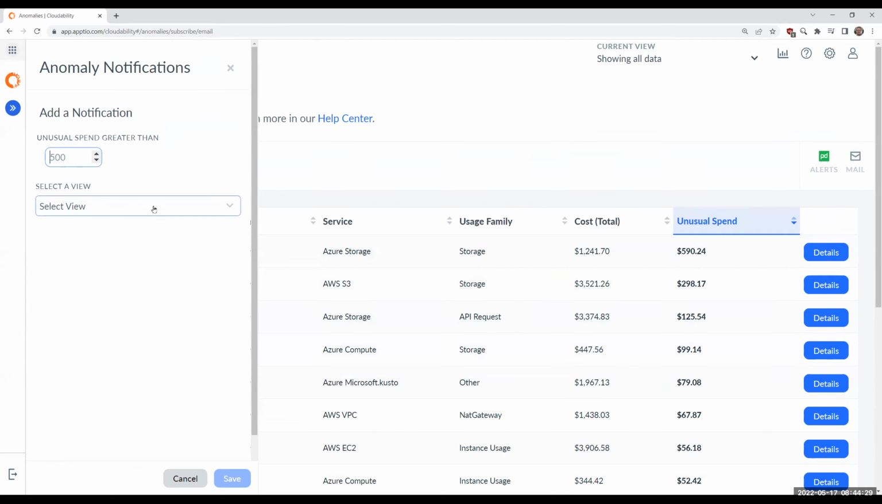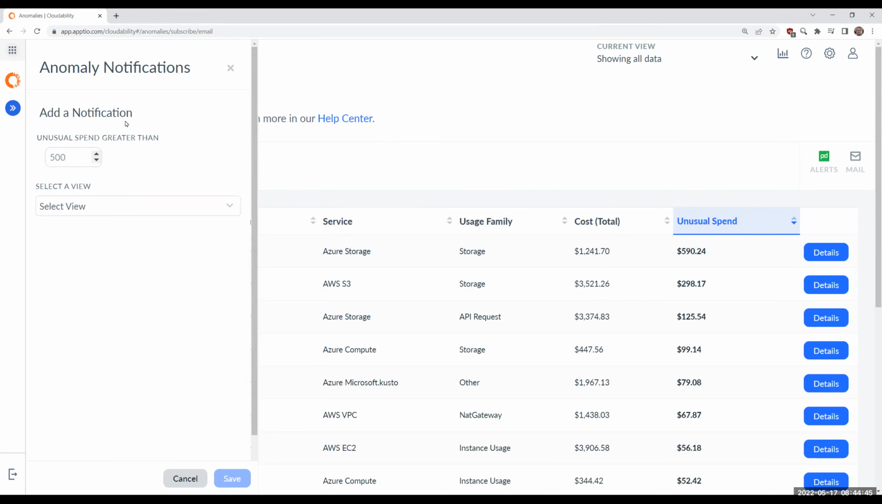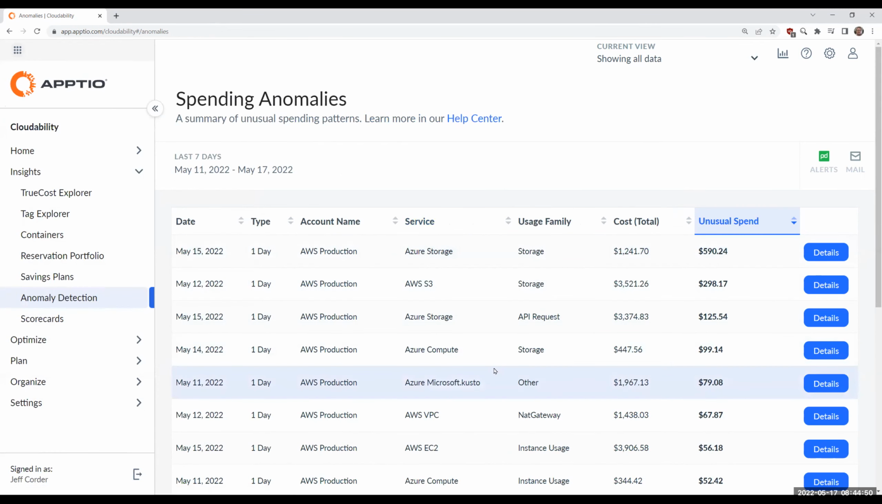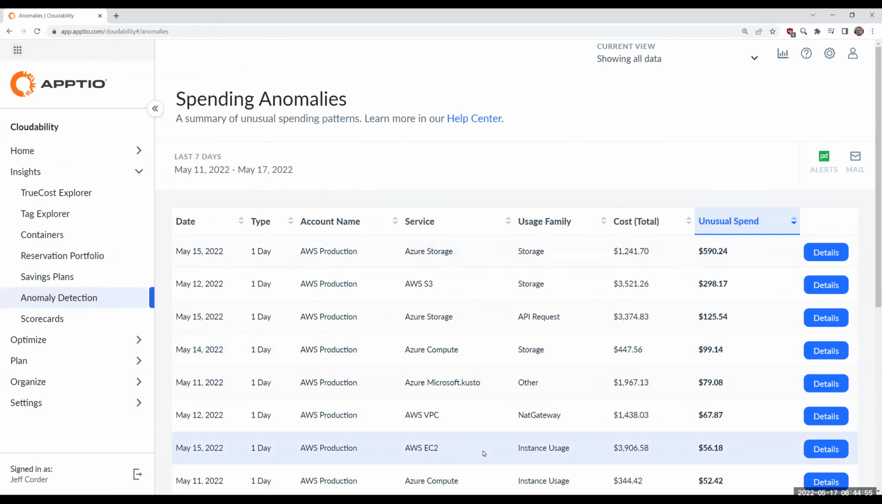Now, the most important part though is the view that comes with this. That view is going to determine which anomalies specifically trigger that alert. I want to be very clear: setting a view here doesn't change which anomalies get generated in the first place. So no matter what views I set up in my alerts, this list is going to stay the same. All it affects is the alerts that I actually receive in my inbox. Does that make sense?